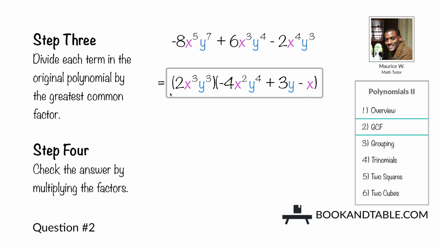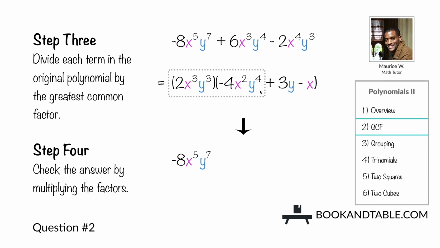So we get 2x cubed y cubed times negative 4x squared y to the 4th plus 3y minus x. And now to check the answer, you want to multiply the factors. And when we do so, our final polynomial should match our original polynomial. So we get 2 times negative 4, which is negative 8. X cubed times x squared is x to the 3 plus 2, which is 5. Y to the 3rd times y to the 4th is equal to y to the 3 plus 4, which would be y to the 7th.